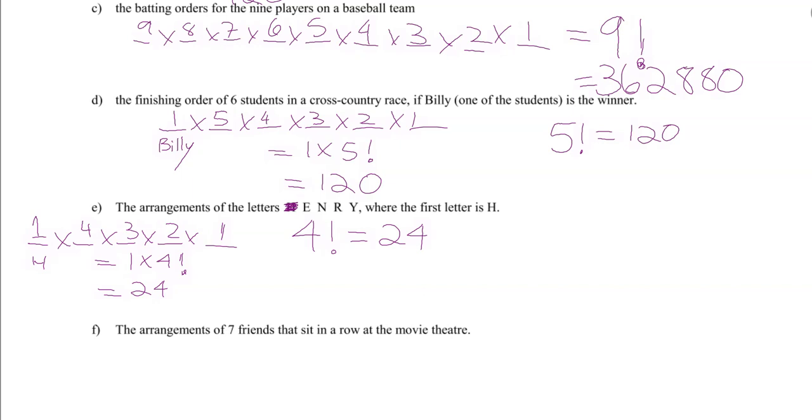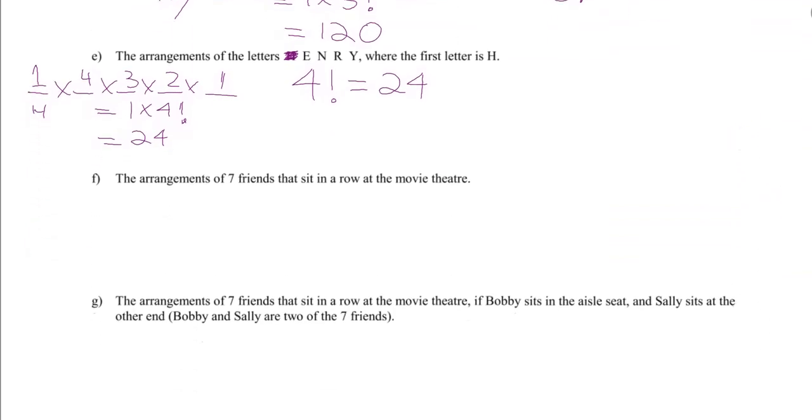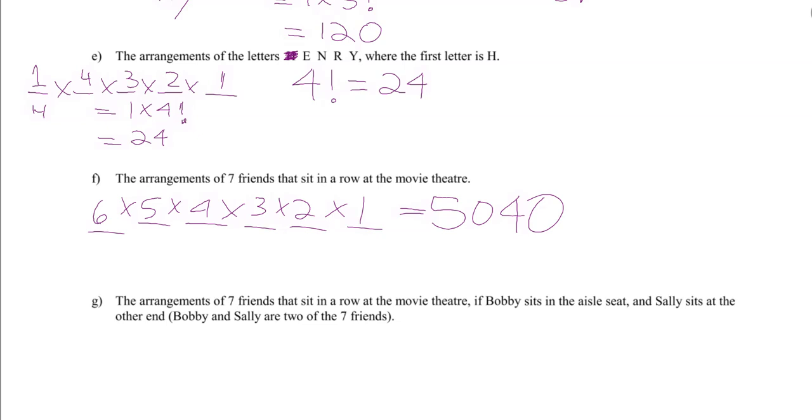7 friends sit in a row at a movie theater. How many ways? Don't do it this way. I'm working backwards. So you can put down 7 blanks. I have 7 friends. There's nothing special about them, right? As in, like in the next one, there is something special about them. We'll have to deal with that. We'll do that in a moment.